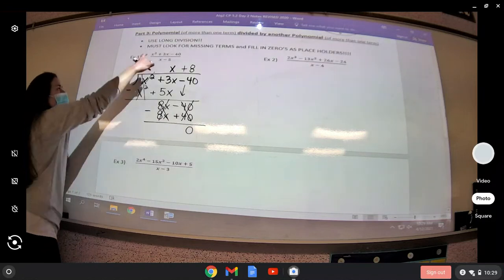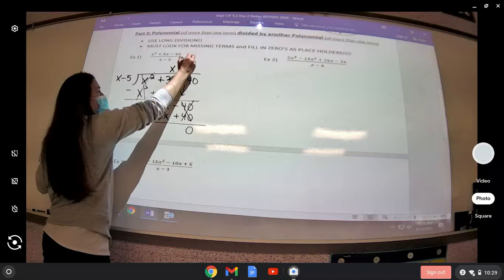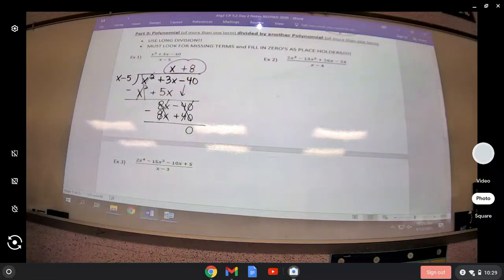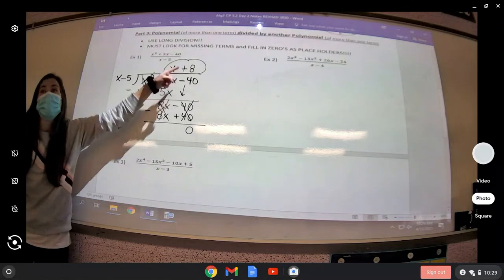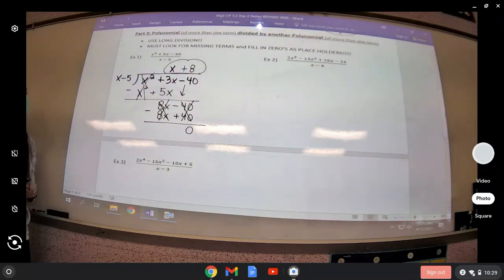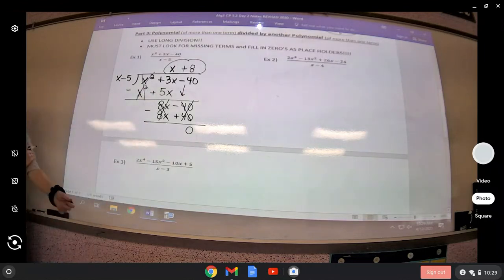So that means when you take this polynomial and divide it by x minus 5, your answer is the polynomial x plus 8. This is what you would type into your answer box on Delta Math tonight. Your answer is x plus 8. And again, the remainder is 0, so there's no reason to talk about a remainder.